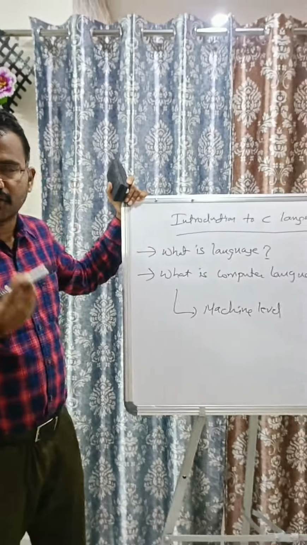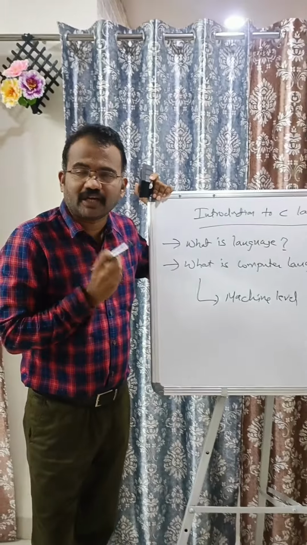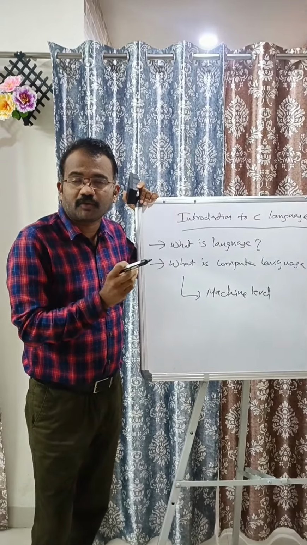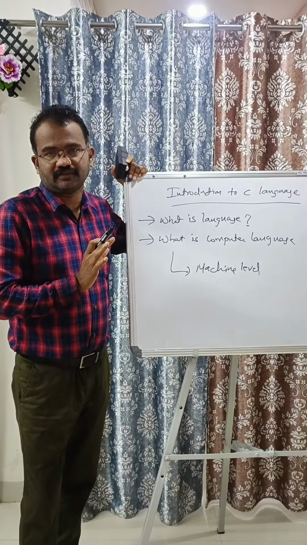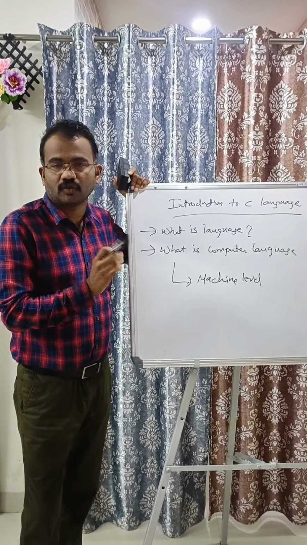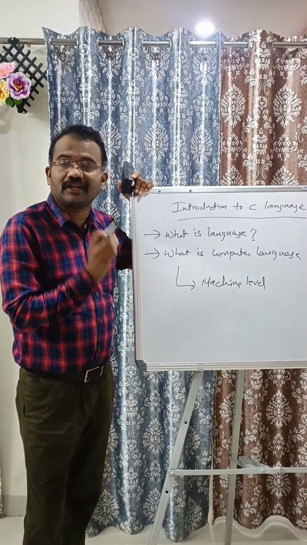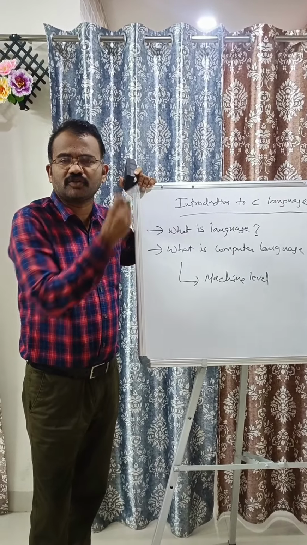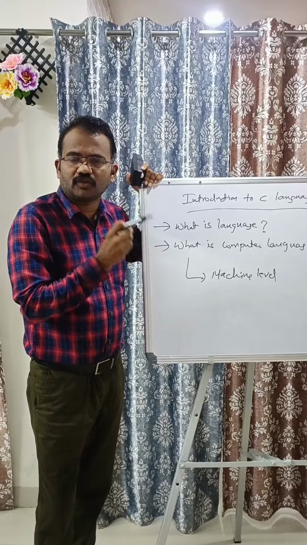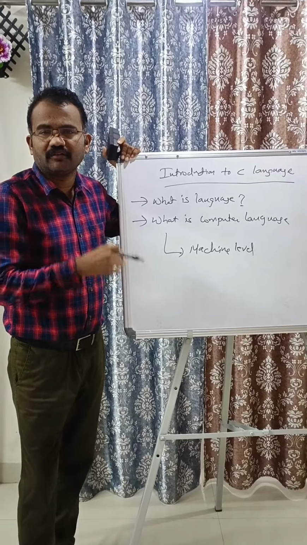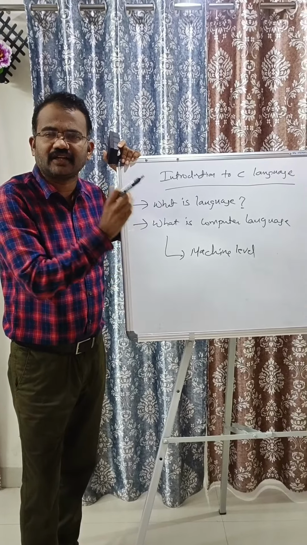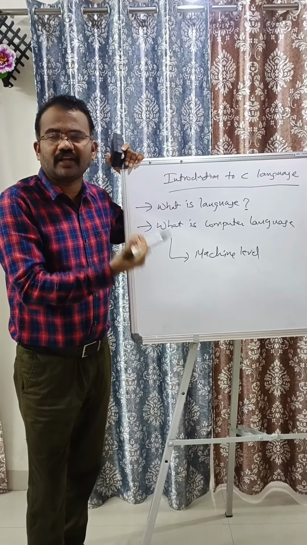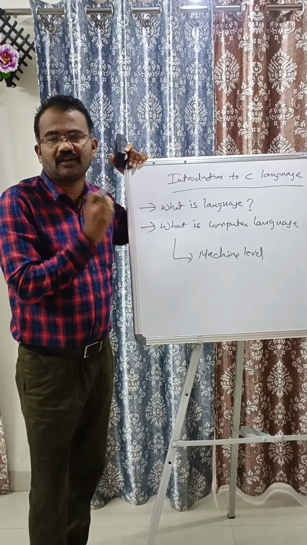So why does the computer understand only machine level language? Because the computer is an electronic device, so it can understand only on and off. Every electronic device is like that. Suppose a switch is there. It contains only two operations, on and off. A fan is an electronic device. It contains only two operations, on and off. So every electronic device contains two operations, on and off.